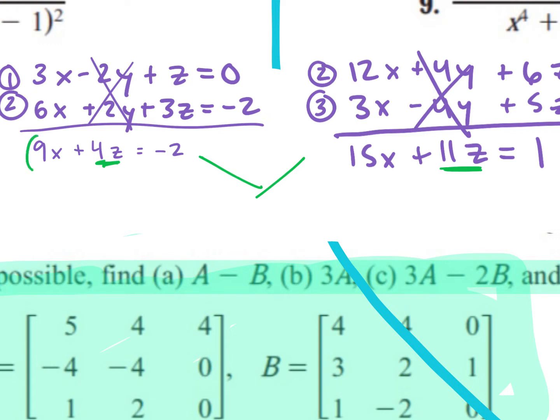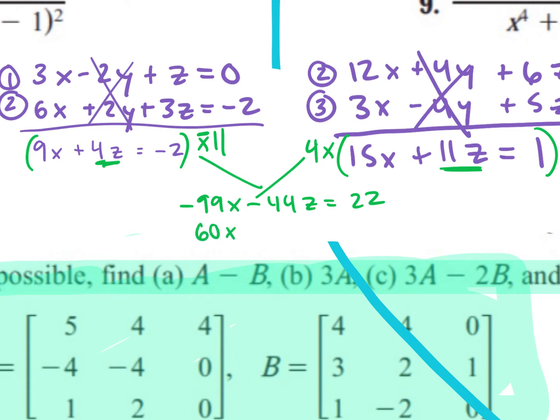So I have to multiply this whole equation by 11, and I'll multiply this whole equation by 4. So this will be 99x. Oh, I'm going to multiply it by -11 because I need one of them to be negative. So negative 99x minus 44z is equal to 22. And then when I multiply the second one by 4, I get 60x plus 44z is equal to 4.